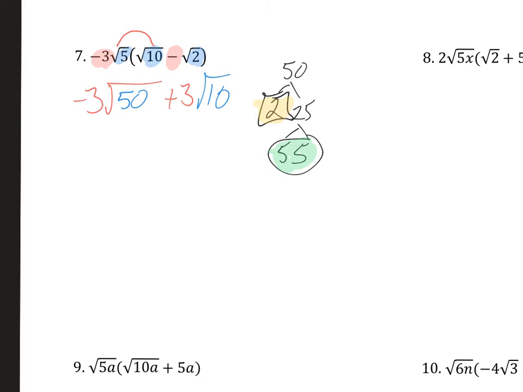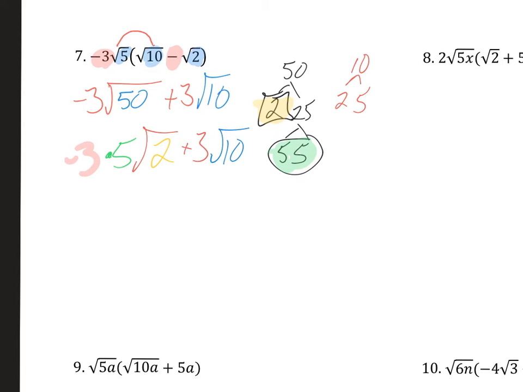Okay, so this negative 3 comes down here. And I'm going to multiply it by 5 radical, and I'm going to say that's 2. I don't have anything to do with the 10, because if I had 10, it would just be 2 and 5. So it's stuck. So I'm going to do plus 3 radical 10.